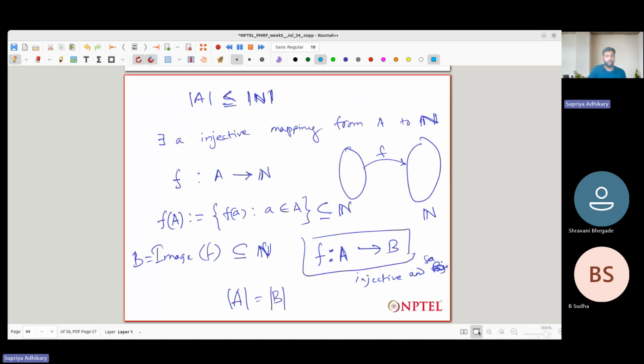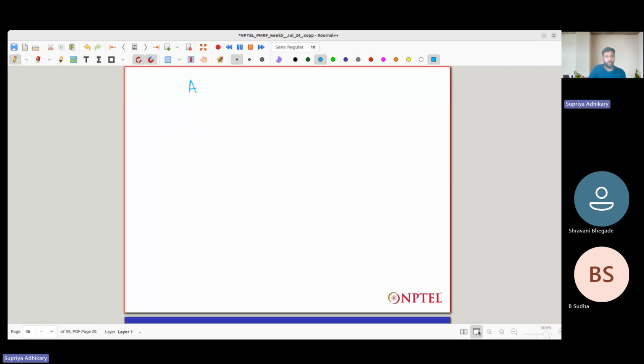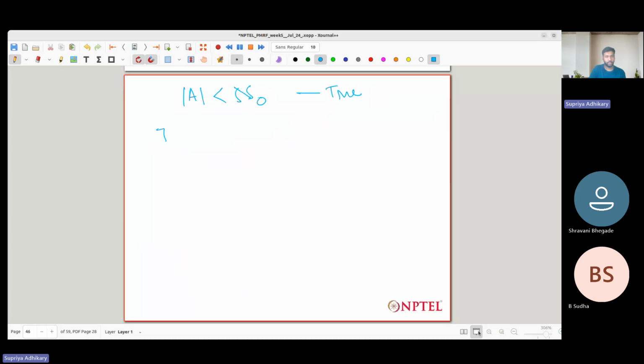Now if we say that A is an infinite set such that the cardinality of A is less than alpha, and we say that this is true, we will arrive at a contradiction. If this is true, then from claim 1, we can say that there exists a subset B of A such that the cardinality of A is equal to the cardinality of B.